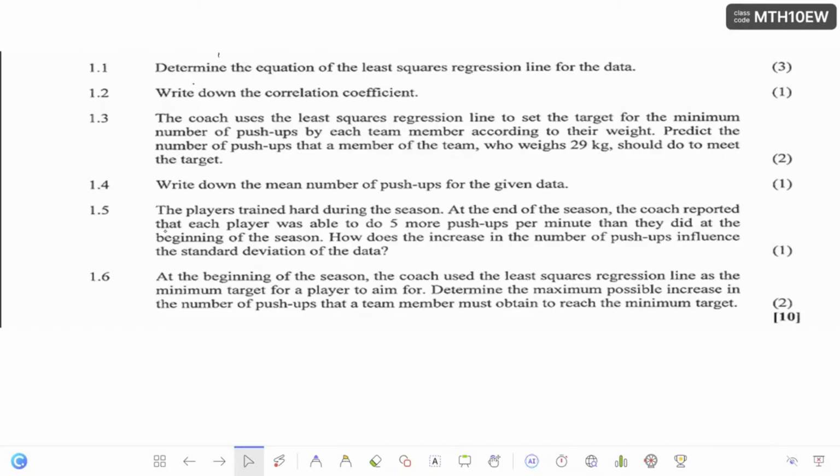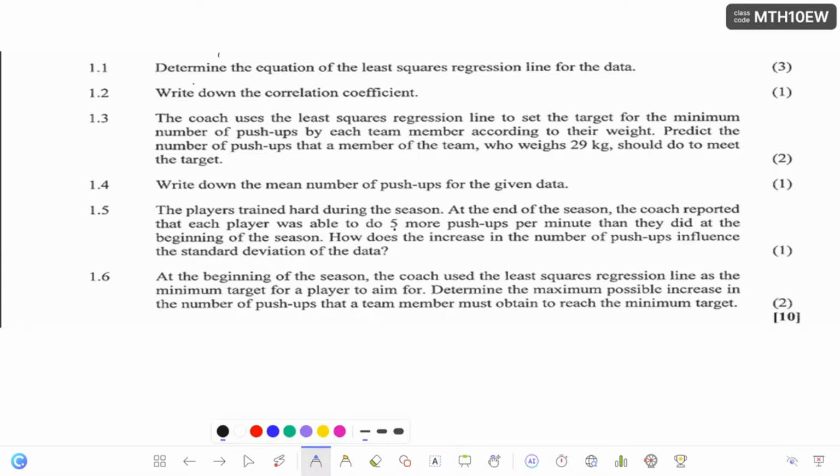So okay, now we are going to 1.5. In 1.5, what did they say? The players trained hard during the season. At the end of the season, the coach reported that each player was able to do 5 more push-ups per minute than they did at the beginning of the season. How does the increase in the number of push-ups influence the standard deviation of the data? So okay, you need to know something.